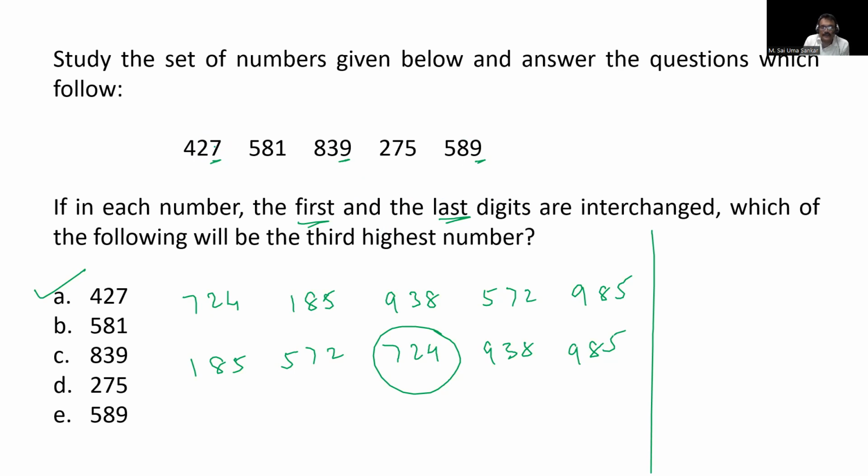So suppose if you interchange these two values, that equals 724. Okay, so when the first and third digits are interchanged, what is the answer? Answer is equal to 427. No need to interchange and no need to write down ascending order or descending order, whatever it is. Right? Go to the next question.